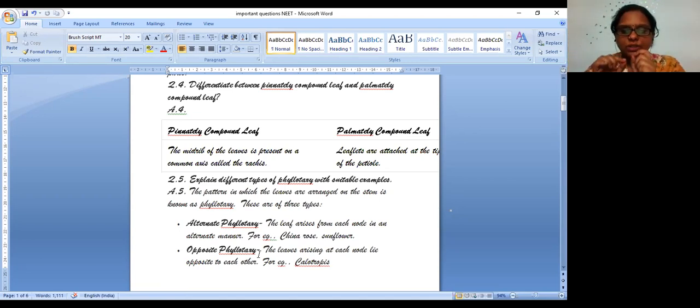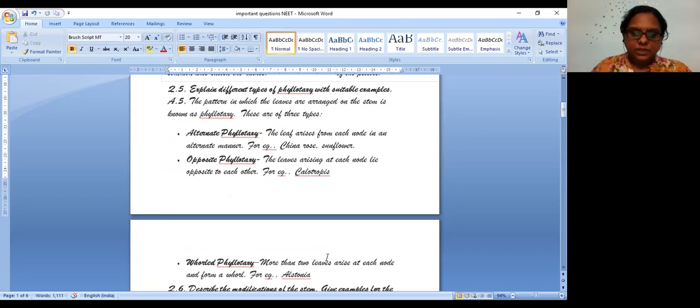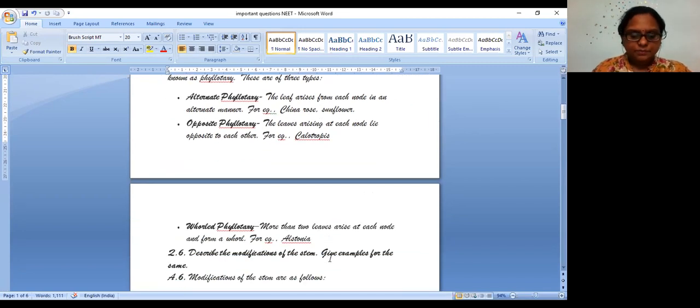But in case of the opposite, what will we have? At each node, two leaves come out facing opposite to each other. China rose and sunflower are examples of alternate, and Calotropis is an example of opposite. Then you have the whorled phyllotaxy.